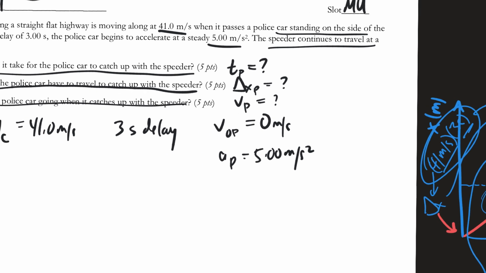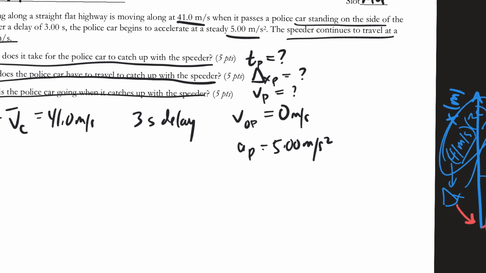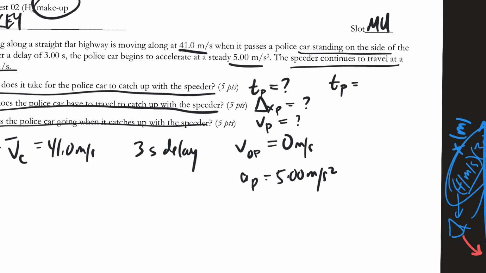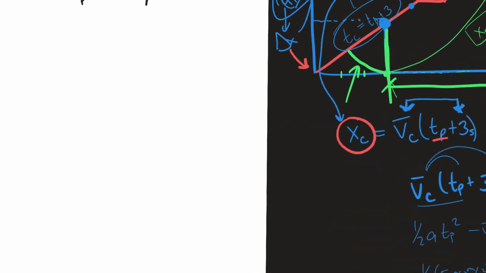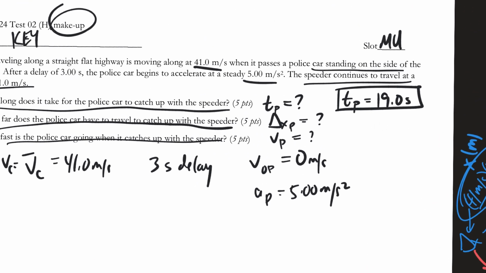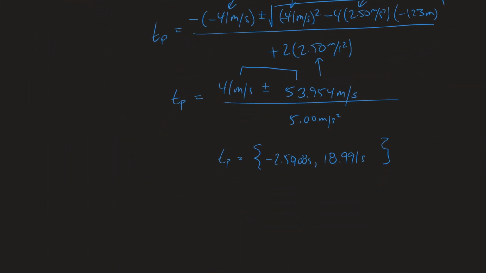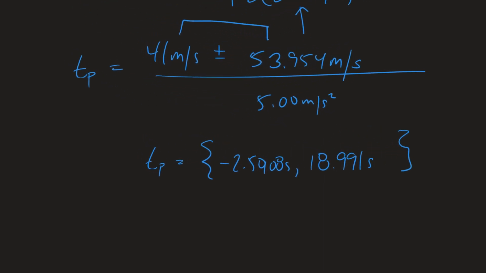So over here in our answers, I can say the time of the patrol car, how many sig figs? 3 sig figs. So we'll say it's 19.0 seconds. Okay, so that's the first answer. Cool. So then for the second question, we would have to make note of that. We'd say TP equals 18.991 seconds, and with sig figs, that's 19.0 seconds, 3 sig figs.